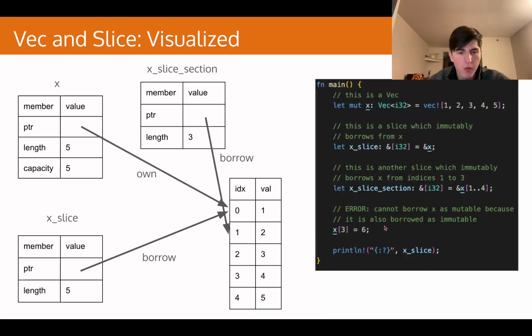But here, since you're still using x_slice after, you can no longer mutably borrow the vector. You cannot do this, since this is an implicit mutable borrow behind the scenes.